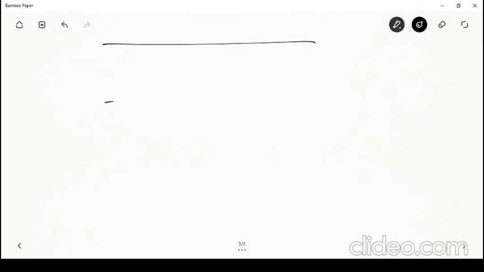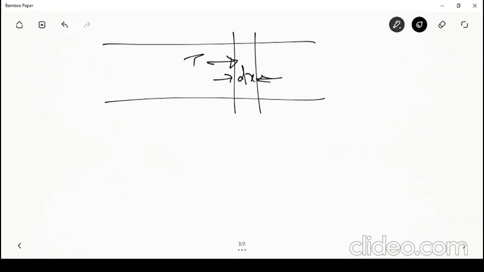Then if I look at the energy balance in the thermally fully developed region, suppose there is this duct and I take a small segment of distance dx.